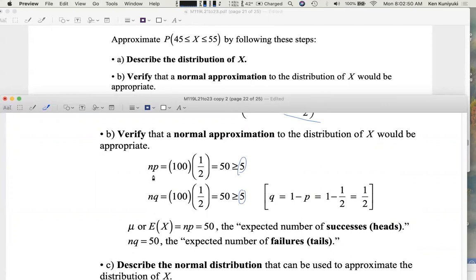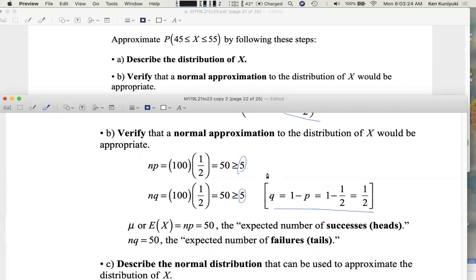Okay, well, np: n is 100, p is 1/2, n times p is 50, which is way over 5. nq is 100 times, again, 1/2, because if p is 1/2, then q is 1 minus p, or 1 minus 1/2, also 1/2. 100 times 1/2, again, is 50, which is way over 5. If both np and nq are way over 5, then we expect the normal approximation to do a very good job, especially with continuity corrections.